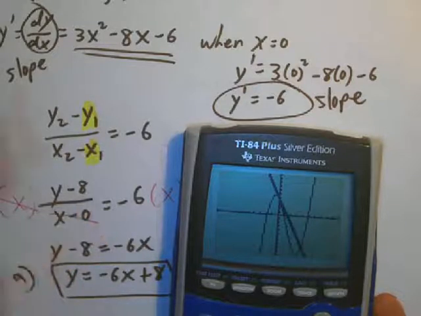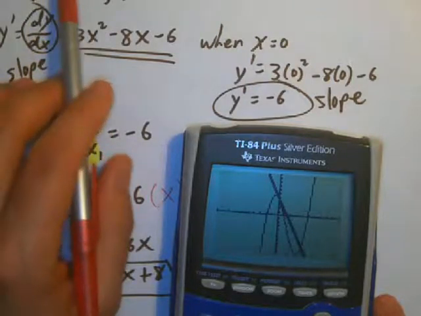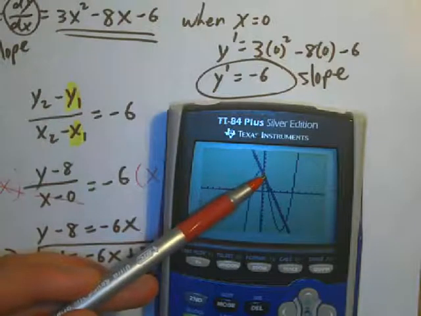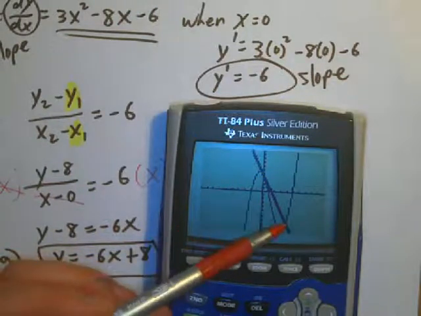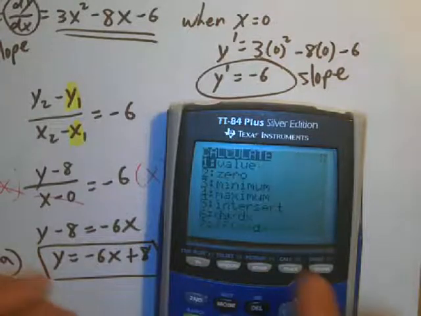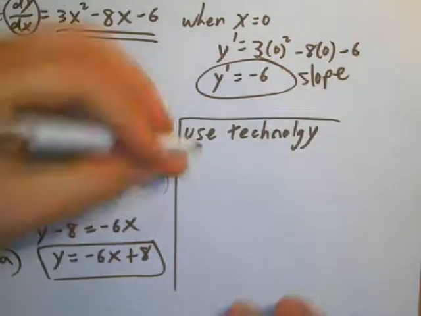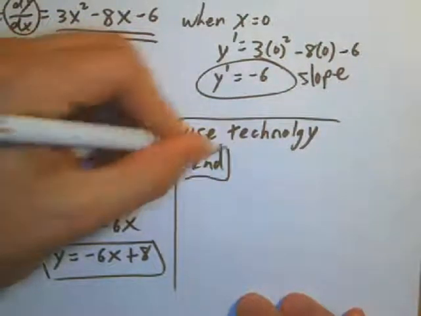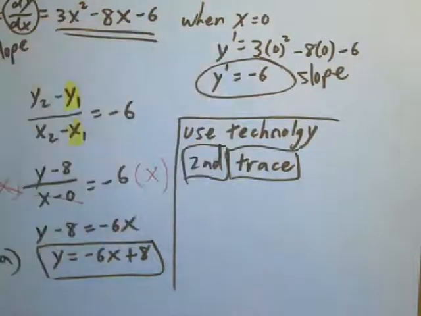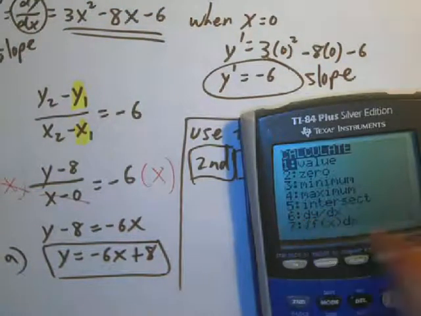We're trying to figure out at what point the tangent meets the curve again. When x is 0, we know it meets the curve at this point. Now we want to find this point here. To find when it meets again, we're going to have to use the intersection. To figure out the intersection, we hit second, trace, and then we choose 5 for intersect.